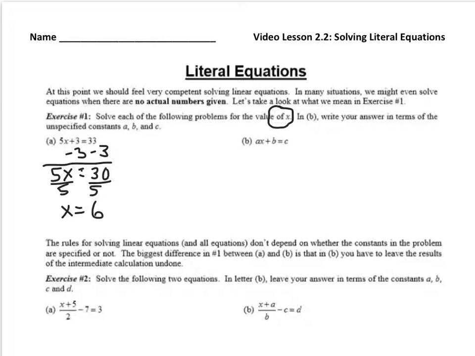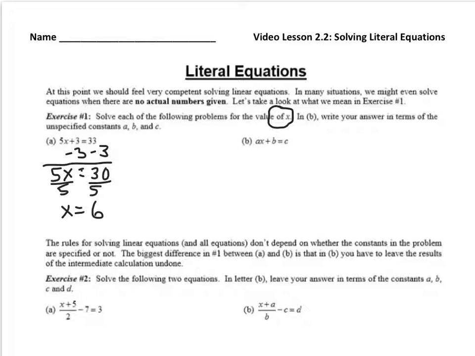This next example is what we call a literal equation. Instead of 5x plus 3 equals 33, we have ax plus b equals c. It still has an x in there that we can solve for, but we certainly won't be able to come up with an answer like x equals 6 because we don't know what a, b, and c are. But we are going to use the exact same method to get x by itself.